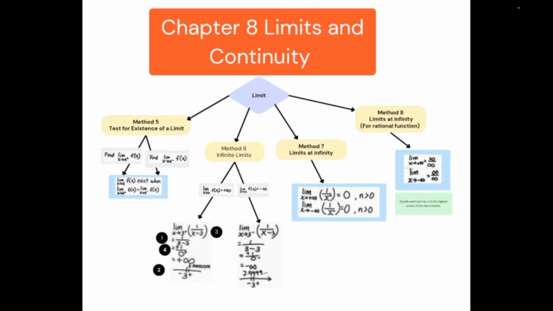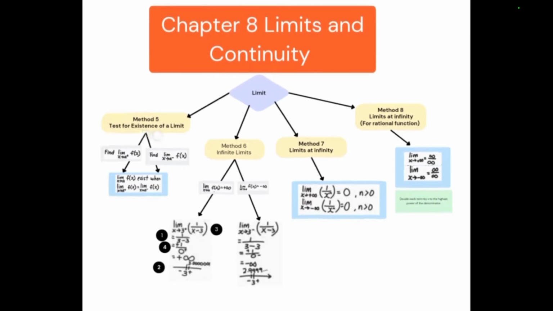Method 5 is the test for existence of a limit, where we need to find out whether the limit as x approaches a of f(x) exists or not. So from here you need to find out the value for the limit as x approaches a from the left and from the right. Both sides you need to find out the value. If the value is the same, that means the limit as x approaches a of f(x) exists. If not the same, it doesn't exist. Okay, this is method 5.